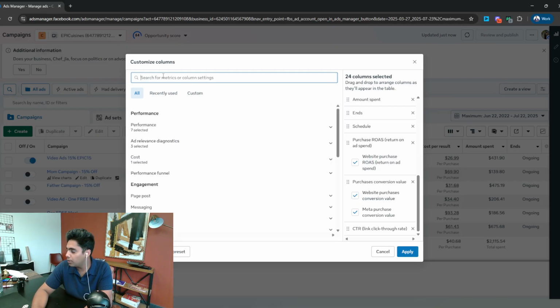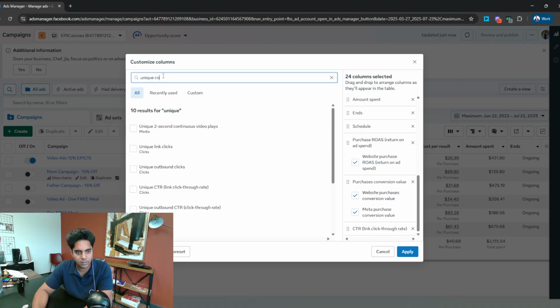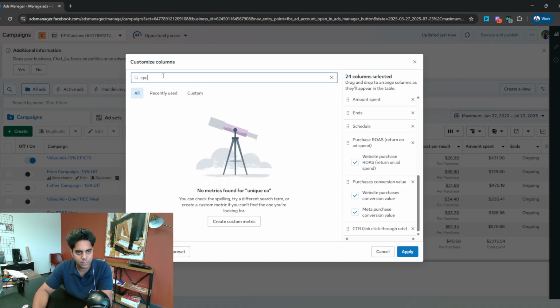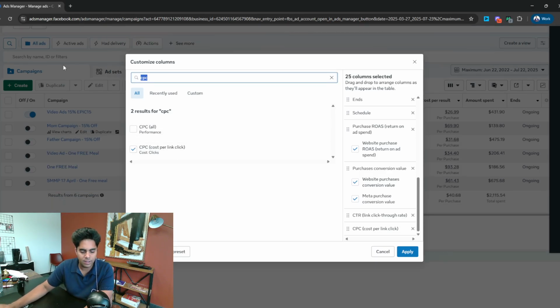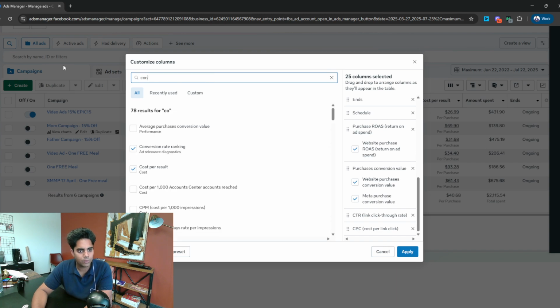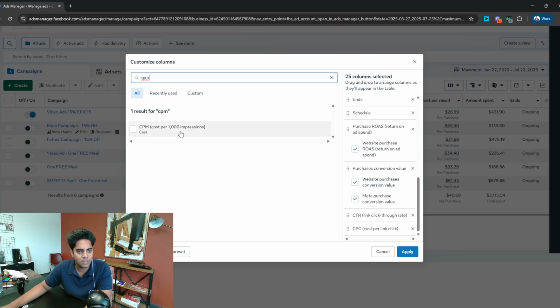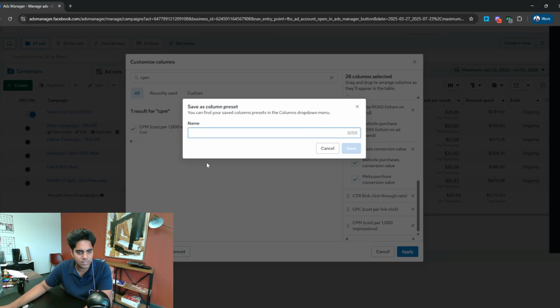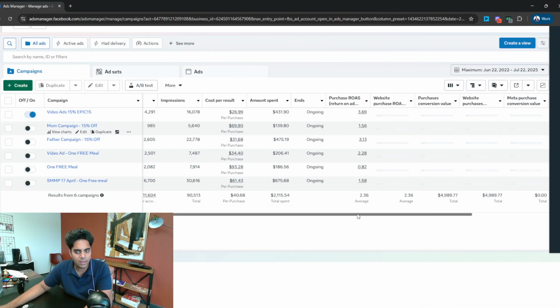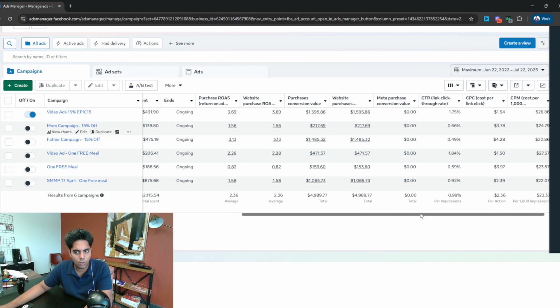The other metric that we want to look at other than that is unique cost per click, CPC. We can just look at cost per click, and then other than that we want to also look at CPM. And then once we have all of these in here, we want to save the column preset, and we can call it whatever. In this case we're going to call it Scale My Meal Prep SMMP. Click on save, and boom, we've got all of our metrics over here.